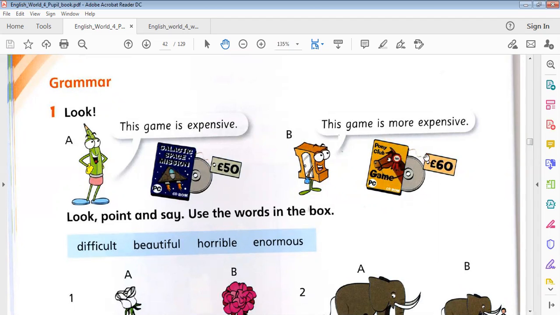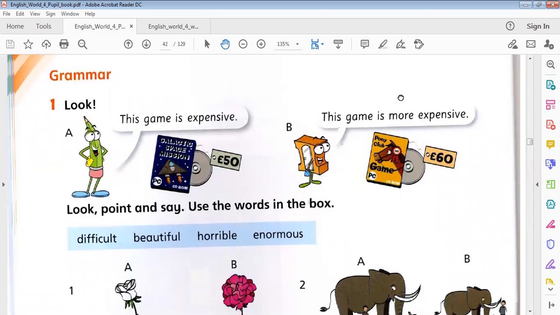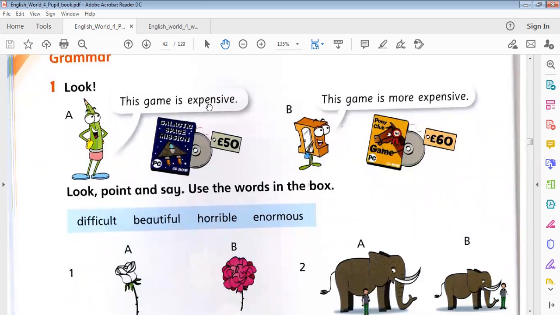But this game is more expensive. You see, this is for 50, this is for 60. So this game is more expensive. More here. Expensive means something with a high price, a lot of money. So this game is expensive, but this game is more expensive.